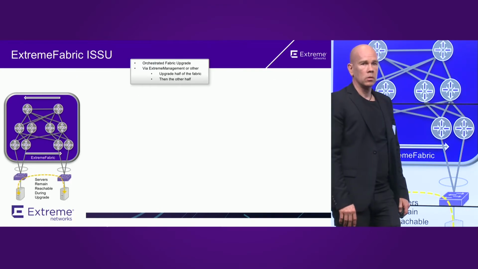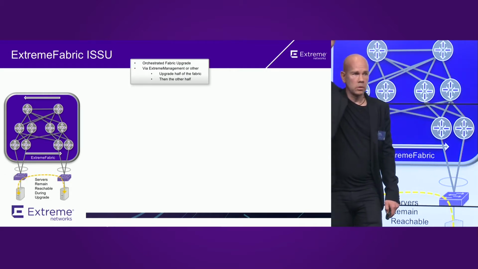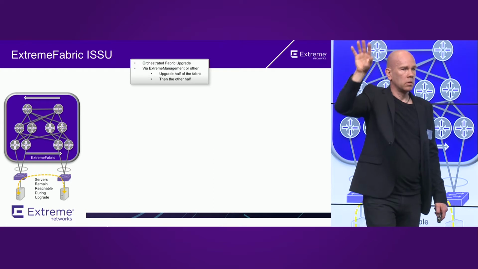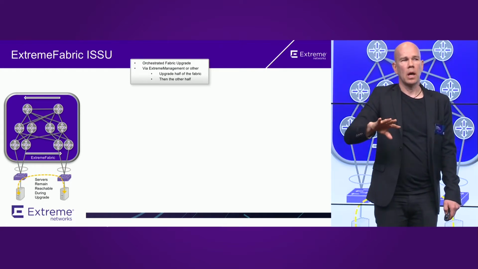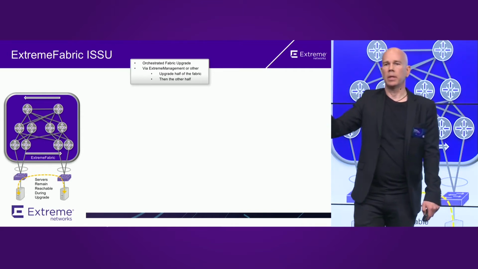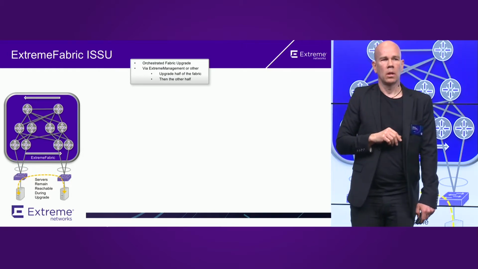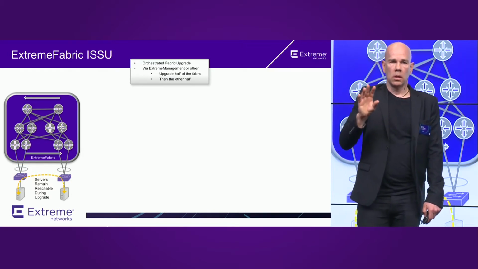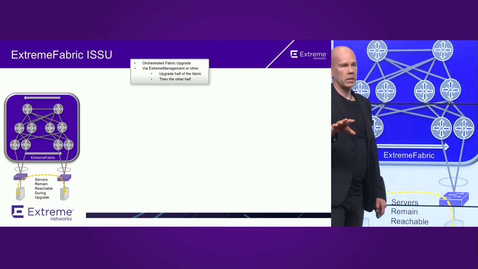So, ISSU. How many know what ISSU is? In-service software upgrade, right? So basically the ability for me to transport traffic all the time within my fabric, even if I touch a single node element in the fabric, or even if I upgrade a complete fabric. So this illustration basically goes through how that's done.